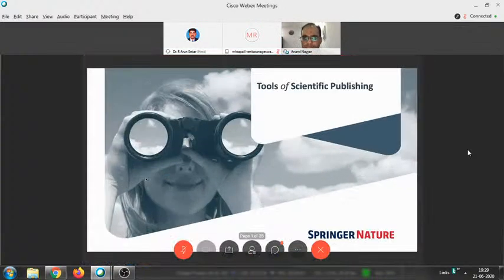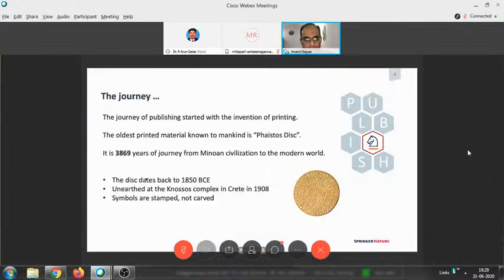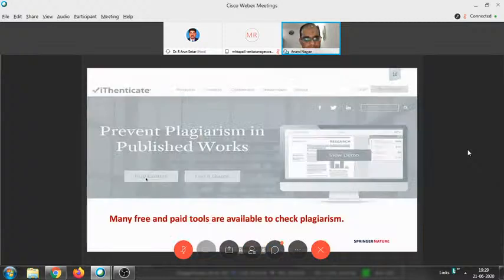So now I'm going to share some of the tools of scientific publishing. So the first thing, I've just come to the publishing only. So you can just see the presentation. In order to verify the originality, the first tool that everybody asks me about is, okay, sir, what plagiarism software can we use? The only answer for mine is Turnitin.